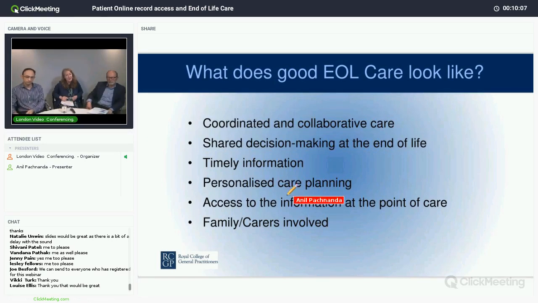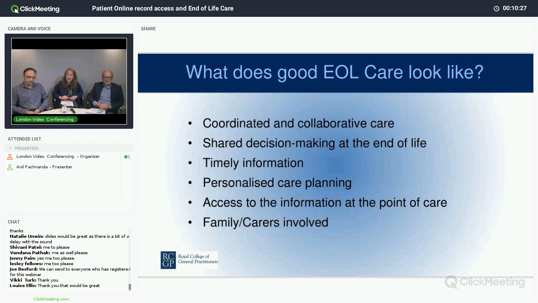Timely information, I think, is very, very important, especially as someone gets near the end of life. Their condition can change very, very quickly, and ideally you want everyone caring for that person to have access to completely up-to-date information as to what's happening to them, and it can literally change hour to hour, that I'm sure you all know and have had experience of.